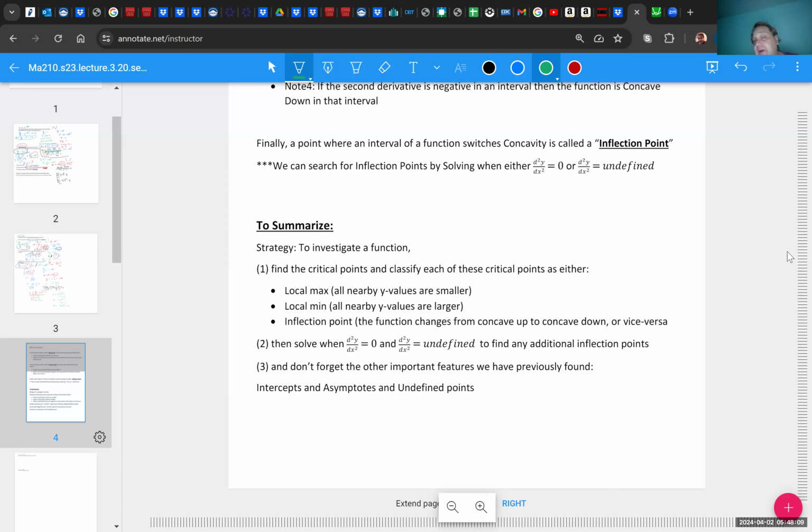And also don't forget that there's other things that we have previously found, like intercepts and asymptotes and things like that. So that's our investigating a function checkoff list. Find and classify the critical points, find any additional inflection points, and remember there's all the important features that you found previously, like intercepts and asymptotes and things like that.